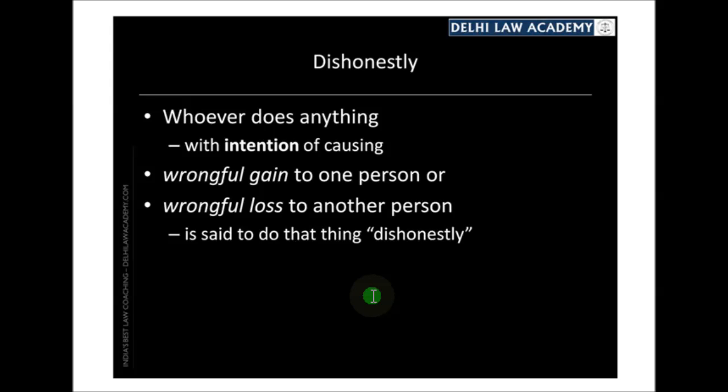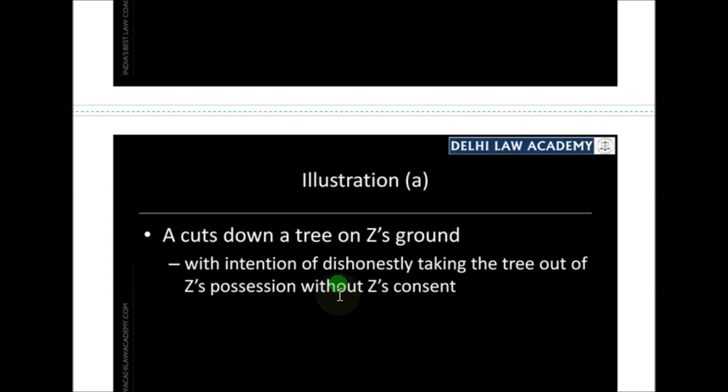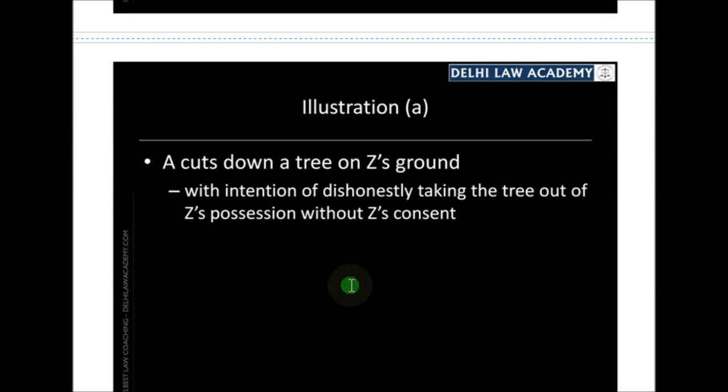It says, whoever does anything with the intention of causing wrongful gain to one person or wrongful loss to another person is said to do that thing dishonestly. Thereafter, the IPC has certain illustrations which will exemplify the definition given in the section. The first illustration available in the Indian Penal Code is this.